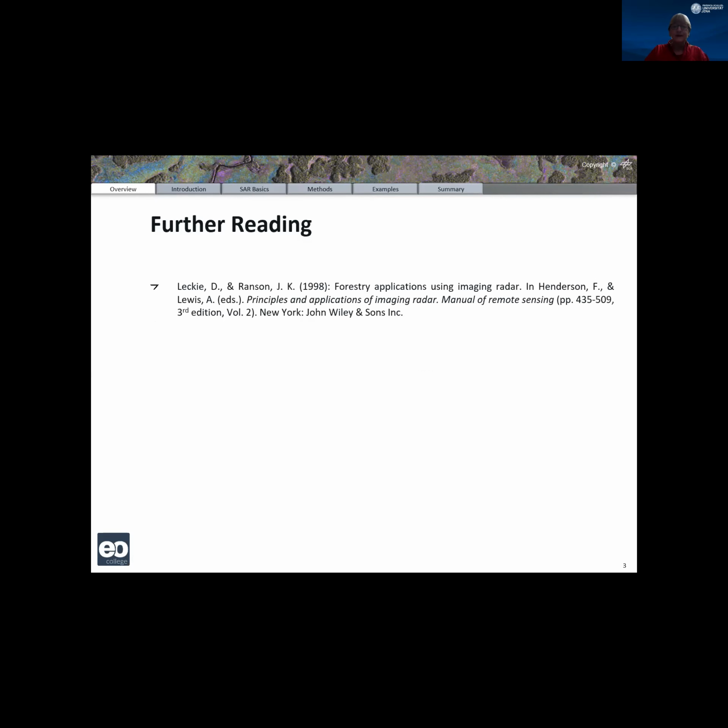There is one reading. This should be a longer list right now, but this is like a principal textbook if you have it available. But Henderson and Lewis, we use it a lot in our teaching because it's an introduction for geoscientists. It's good to read, but there's obviously many other material.